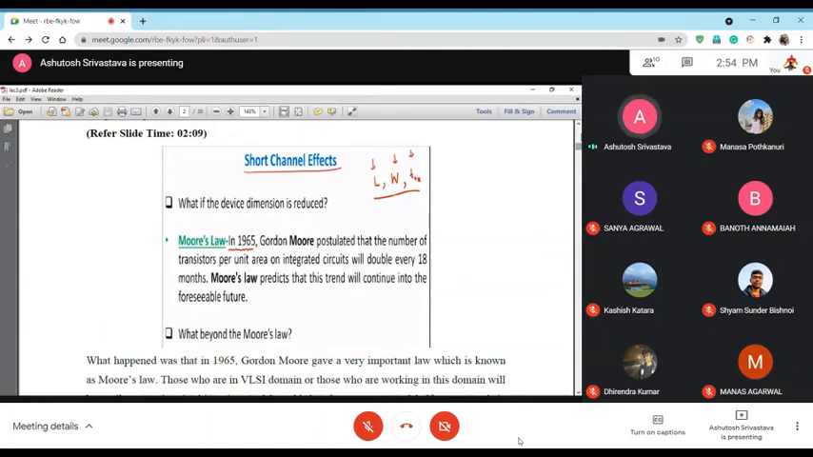So in 1965, one of the co-founders of Intel, Gordon Moore, postulated that the number of transistors per unit chip area on an integrated circuit would double every 18 or 24 months. And since the 1970s, when the first silicon-based IC came into existence in 1971, till date, they are pushing towards it.